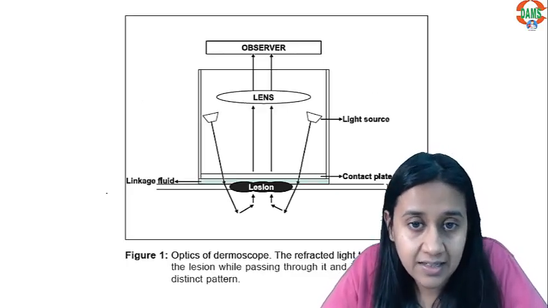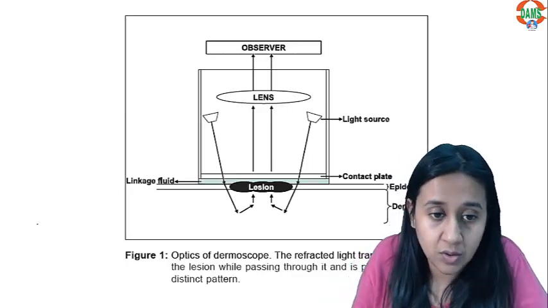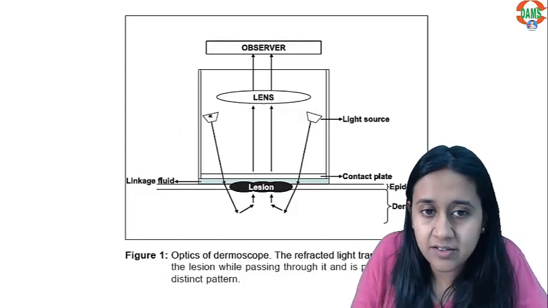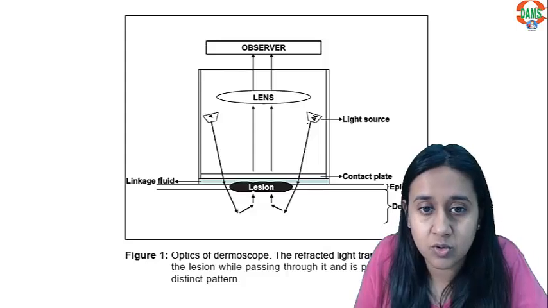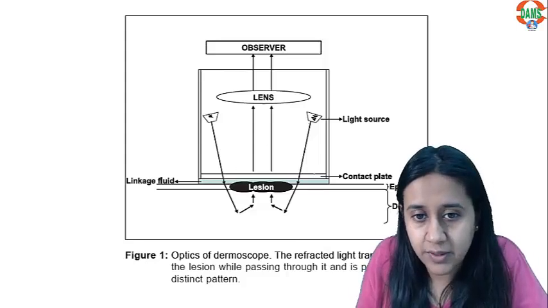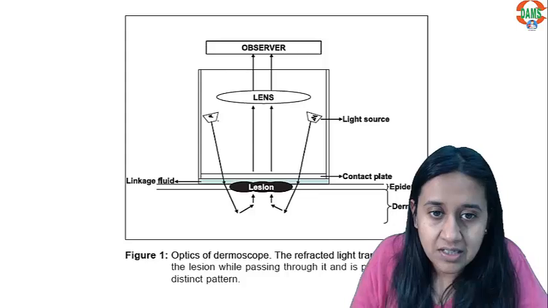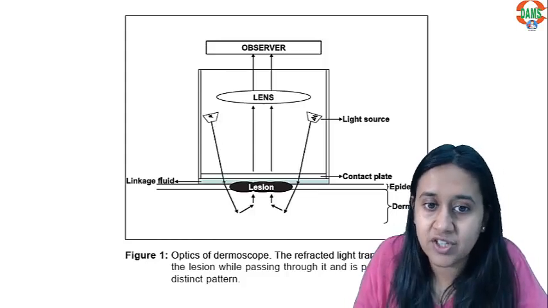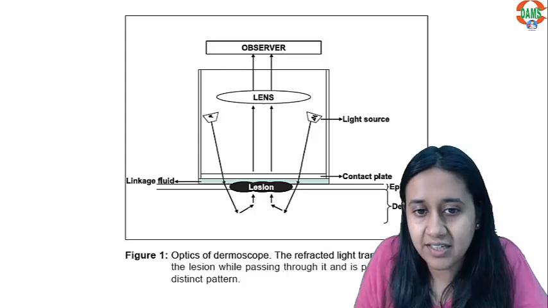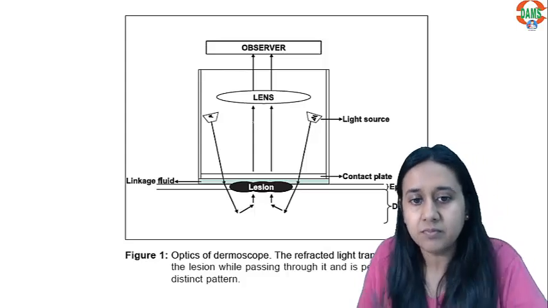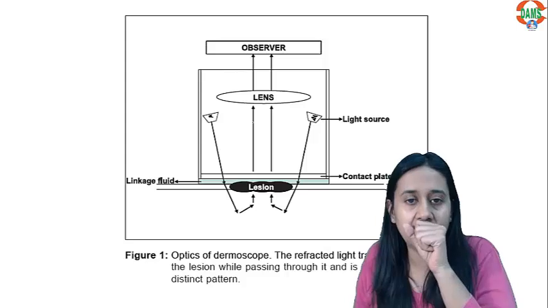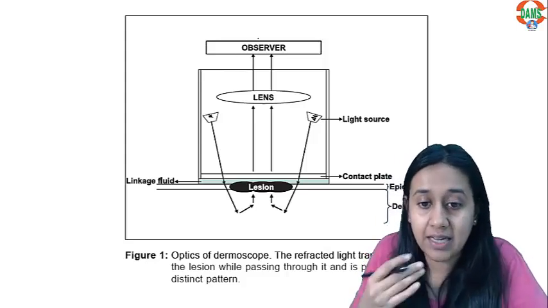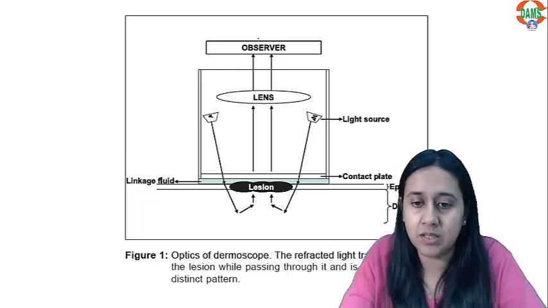Now what is the mechanism by which the dermoscope works? It's very simple. If you see here, we have a light source which is inbuilt in the dermoscope. We apply a linkage fluid and then we touch the dermoscope. The light which is emitted through the light source gets absorbed and then is reflected back through the lesion, which we see through the lens, and this helps in magnifying that particular lesion.